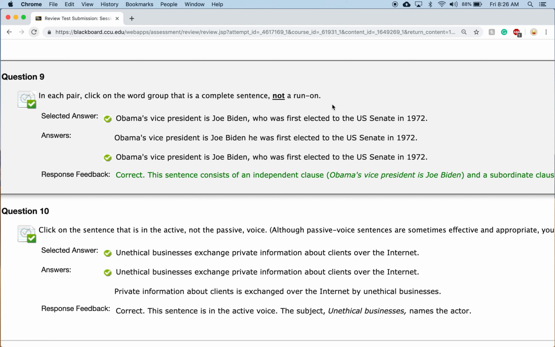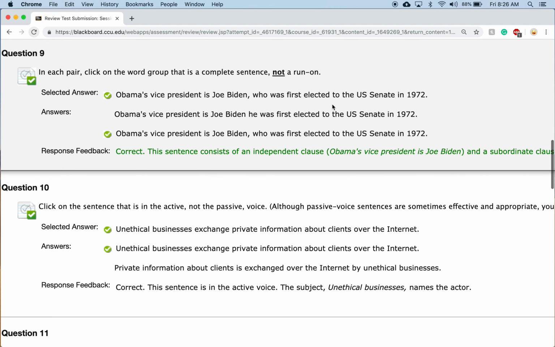Just a punctuation rule. You can see how old the quiz is because it's still about Obama. Obama's vice president is Joe Biden, who was first elected. We need the comma there. Who was first elected. This is a compound sentence. But if you read the second one, Obama's vice president, Joe Biden, he was first elected to the U.S. Senate. That's 2 totally separate sentences.